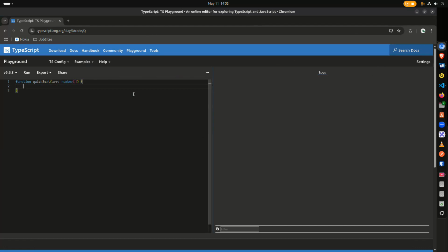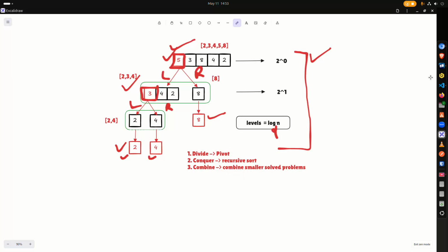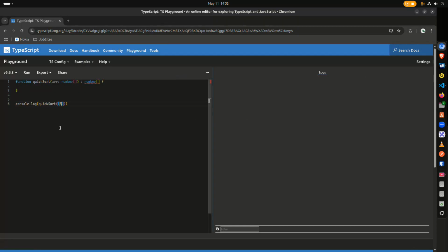Okay, and then this returns a sorted array, right? Okay, console.log, we can say quicksort, and let's take the same example, 5 3 8 4 2. And we want to sort this in this order, 2 3 4 5 8. So this is how the result should be when we write the code and sort.